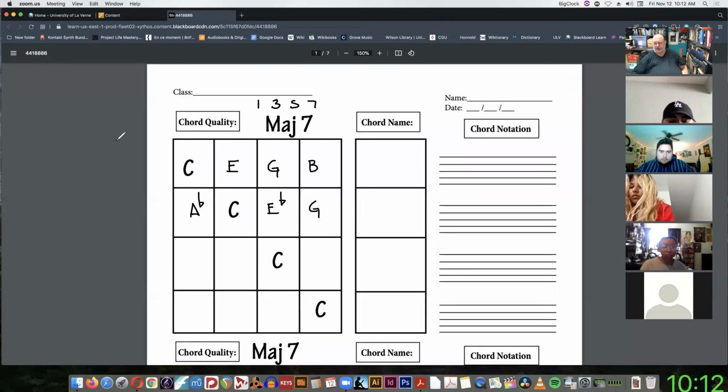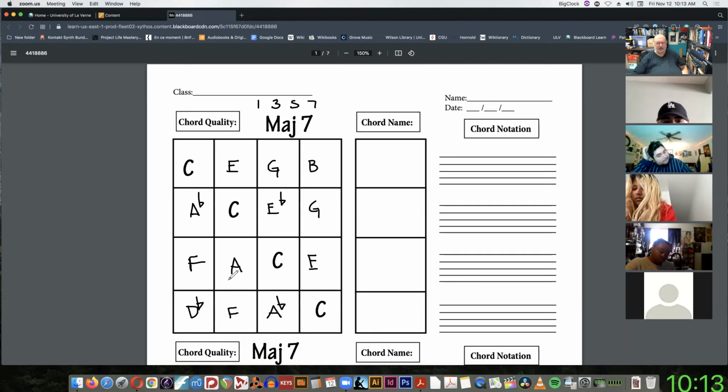Does that make sense, you guys? All right, now the next one's going to be F, A, C, E, right? And the last one, D, F, A, C. But that is a D minor 7, so we got to go D flat, F, A flat, C. Chord name, C major 7.